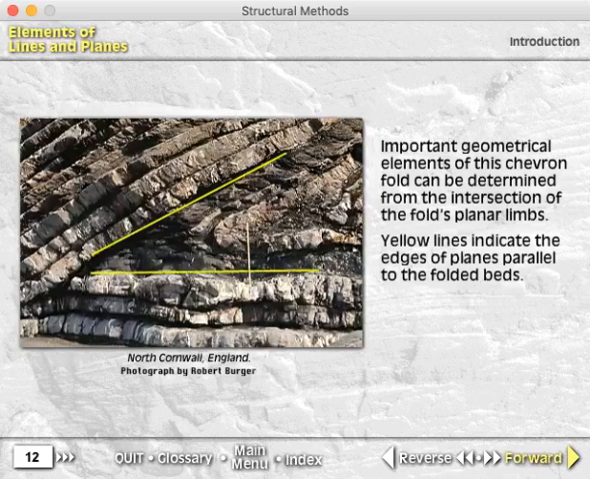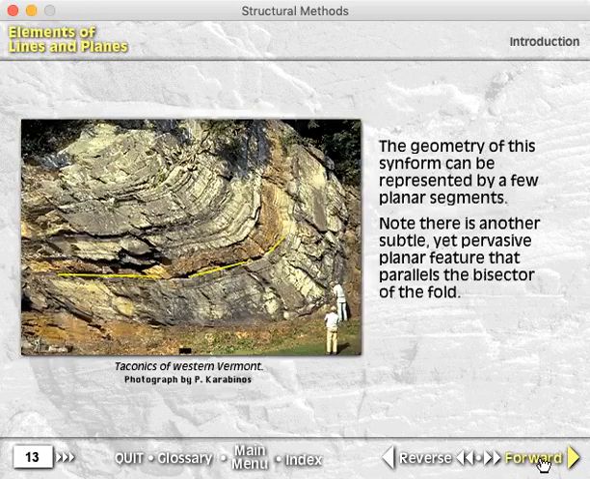Important geometrical elements of this chevron fold can be determined from the intersections of the fold's planar limbs. Yellow lines indicate the edges of planes parallel to the folded beds. The geometry of this synform can be represented by a few planar segments. Note there is another subtle yet pervasive planar feature that parallels the bisector of the fold. So if we follow the yellow lines, we can find those planes with a set of measurements, and that helps us to define the fold.